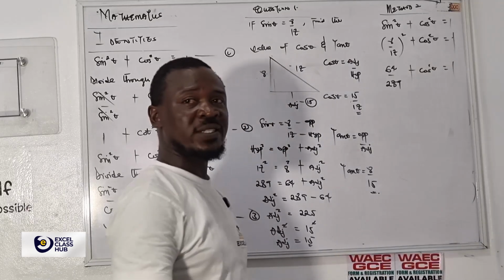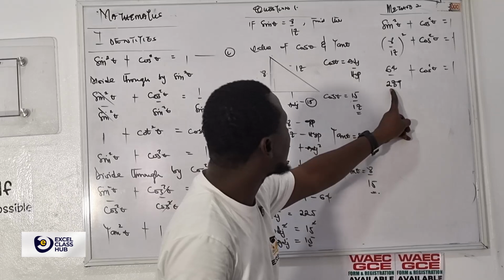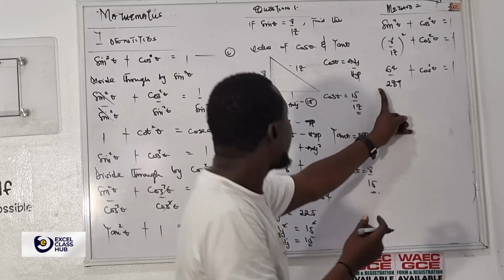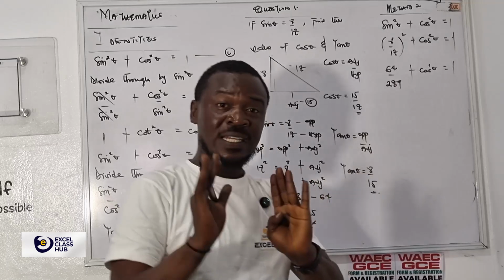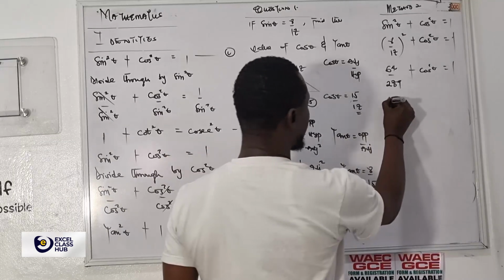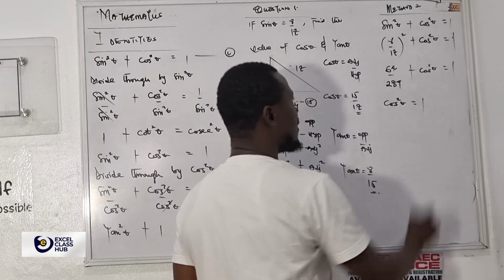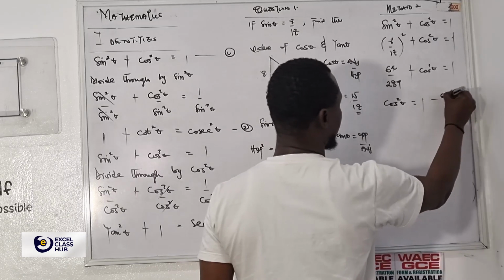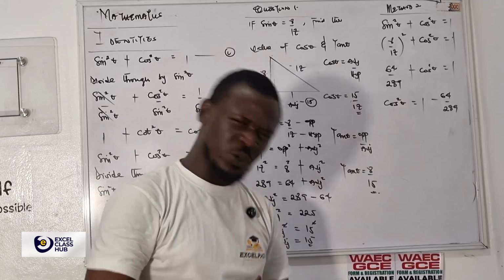Student, at this point in time, you need to collect the like terms. This 64 over 289 needs to leave this place. It's plus here, going outside there will turn to minus, for this cos square theta to stand alone. So I have cos square theta equals 1 minus 64 over 289. Are you with me, student?